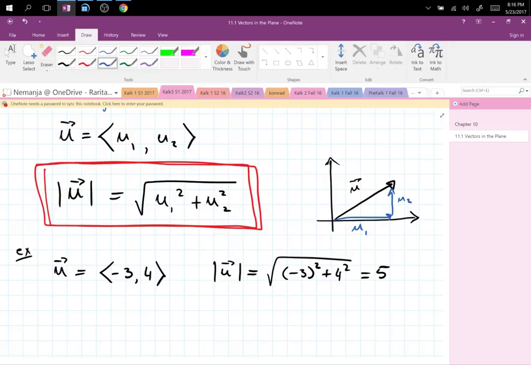Now, that has meaning as we start doing physics and engineering and everything else, because a vector can represent velocity, which means the magnitude of velocity is speed.